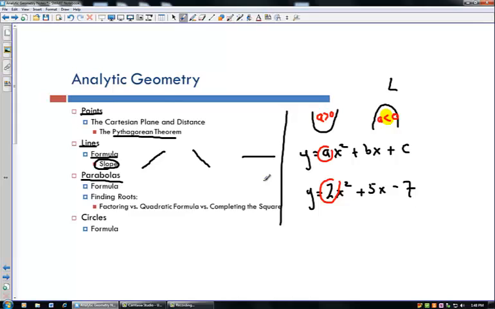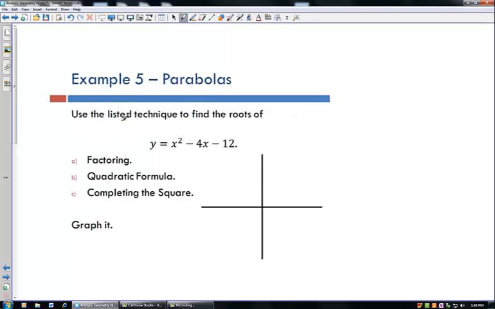Now when we work with parabolas, a lot of times what we want to do is find roots. So let's take a look at an example. So we want to use the listed technique to find the roots of this following parabola. And we want to factor it, use the quadratic formula, complete the square, and then finally graph it. So these are different ways to find roots.